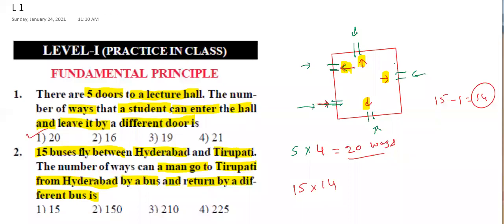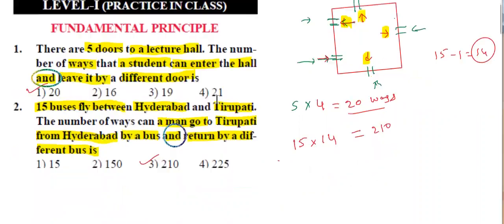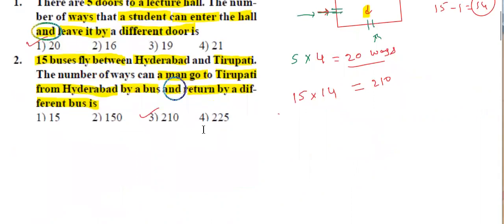How many ways is it possible? 14 ways. Now finally, by using the fundamental principle, 15 into 14, how much? 210. This is the answer, third option. How to identify whether it is an addition rule or a multiplication rule? If 'and' is there, that is the multiplication rule. Here see, 'and', and here also 'and'. If 'or' is there, it means the addition rule. Okay. So finally, we got the answer, third option. Students, completed.